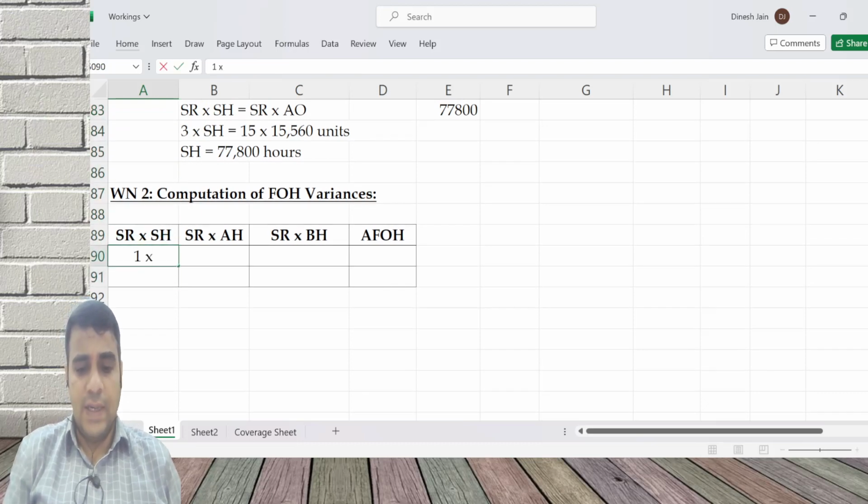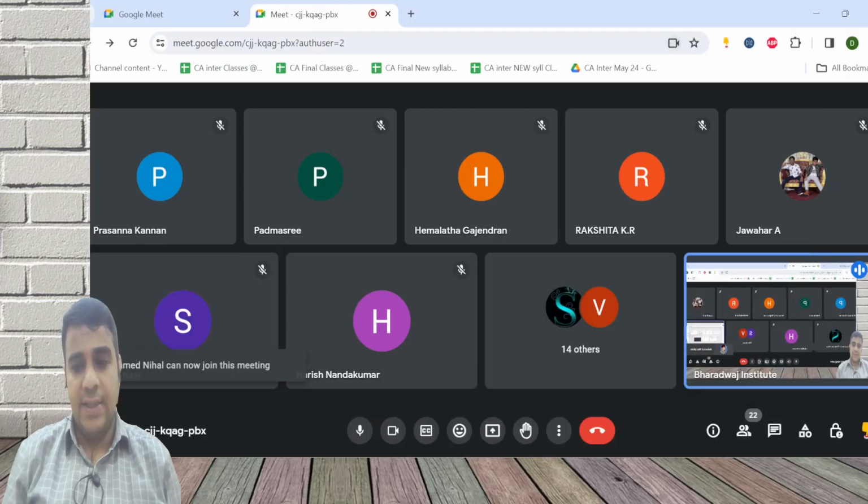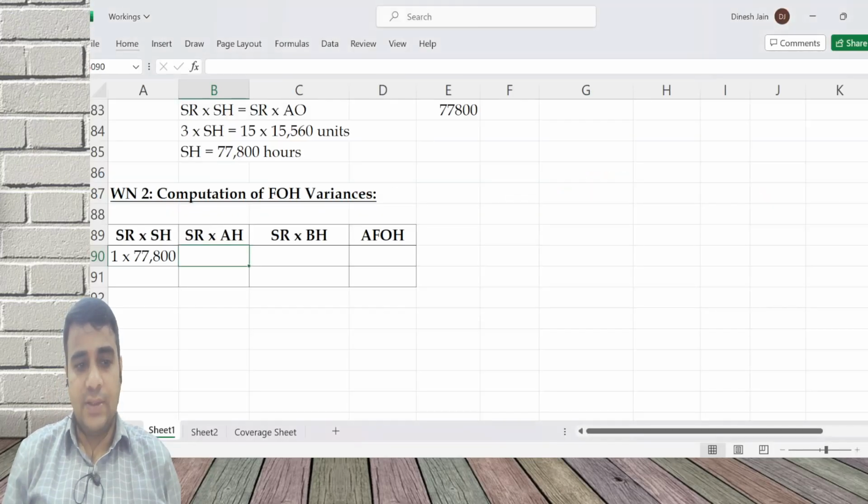1 into 77,800. The 1 is coming from that earlier table. 77,800 is copy pasted. There it is 3 into 77,800, here it is 1 into 77,800. Then 1 into 74,000.